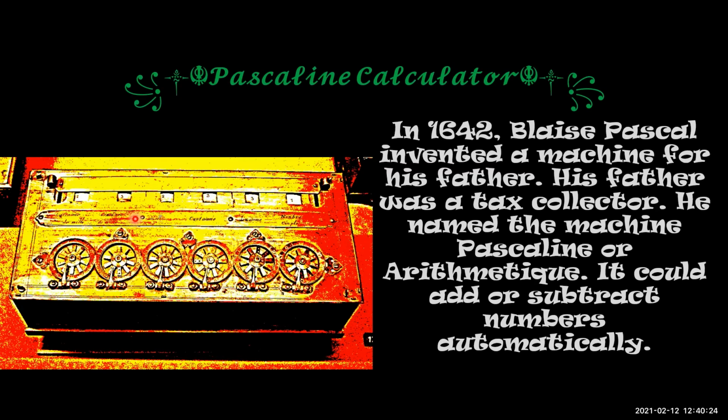Next comes the Pascaline calculator. In 1642, Blaise Pascal invented a machine for his father. His father was a tax collector. He named the machine Pascaline or arithmetic machine. It could add or subtract numbers automatically.